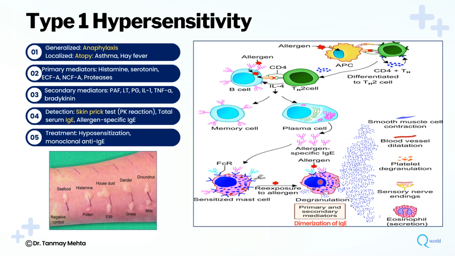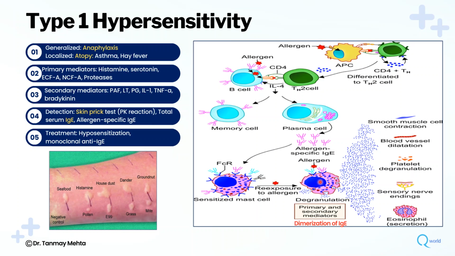And once dimerization of IgE is there, it asks the mast cell to degranulate, and mast cells are rich in granules which have mediators like histamine, heparin, serotonin, various chemotactic factors for eosinophil and neutrophil, various protease enzymes, and they will just release that. So degranulation of the mast cell will happen. These are known as primary mediators, which are already there in granules. And the secondary mediators, it also asks them to form and release. So platelet activating factors, leukotrienes, prostaglandins, bradykinin, and various cytokines are also formed. And the secondary mediators are also released.